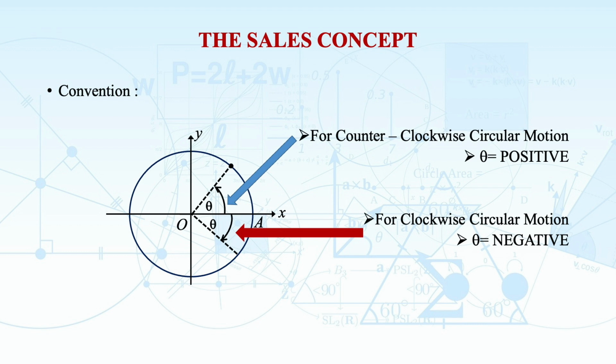So basically, just to distinguish between counterclockwise and clockwise motion, we develop a convention in which we say that if the particle is moving in the circle counterclockwise, the value of theta will be positive. If it is moving clockwise, it will be negative. So in this way, by just looking at the sign of theta, you will know whether your particle is moving clockwise or counterclockwise along the circular path.